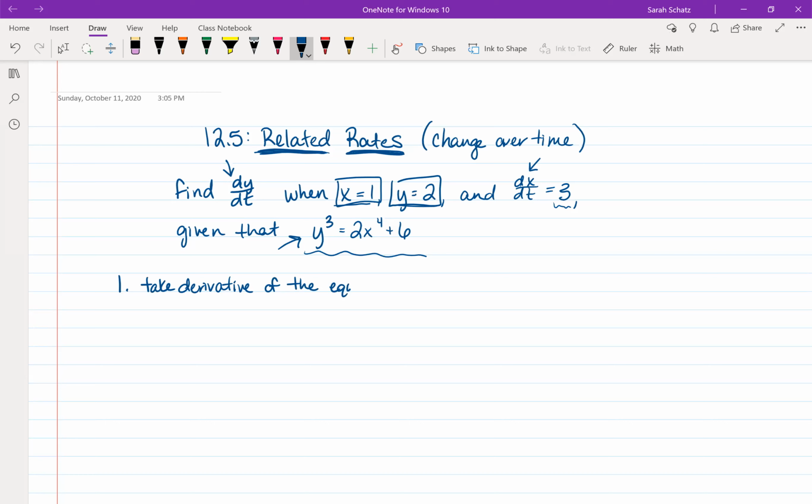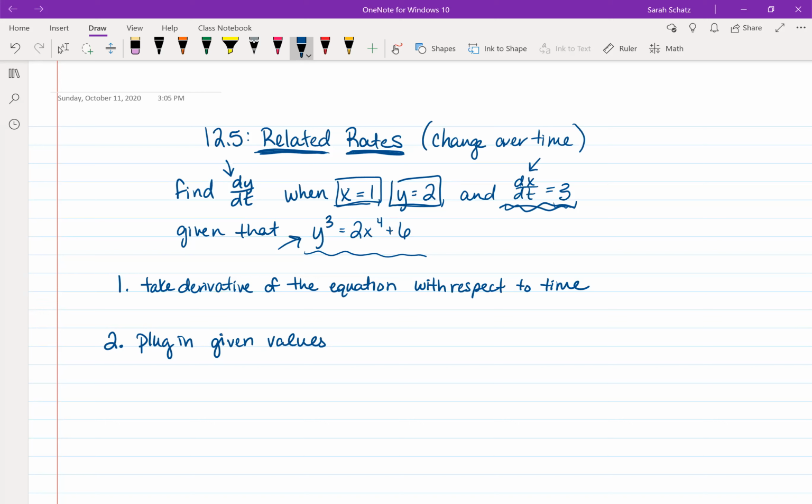So it is going to be implicit differentiation, but here's the kicker, guys. I want to take the derivative of this equation with respect to time. And we'll talk about how to do that next. But after I take that derivative with respect to time, that's when I'm going to plug in the given values, like the x equals 1 and the y equals 2. And you guys, there's actually going to be a place to plug in this dx dt equals 3.